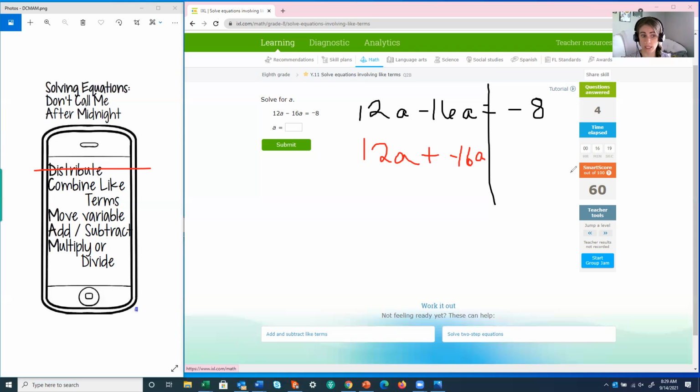That happens to be our case here. We have a positive 12a and a negative 16a. So they have different signs, which means we're going to subtract. 16 minus 12 is 4. But then we're going to look at the absolute value, so the positive version of our numbers, so 12 and 16. Which one's larger? 16 is larger. That means whatever sign the 16 has is the sign our answer has. Well, the 16 was negative, which means our answer is a negative 4a.